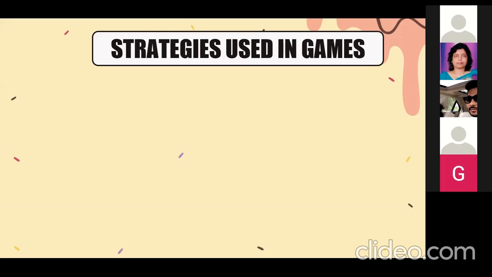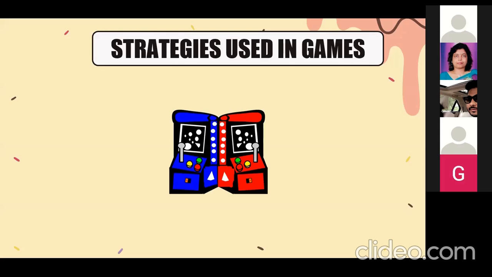So now, what are the strategies? When we play games, there are certain strategies that we use. Let us talk about the strategies. First, I would like to talk about random selection. Let us go back to the game that we played, the game of hitting the spaceship, the shooting game. Randomly, as I told you, I could select the spaceships. Then I can target one.